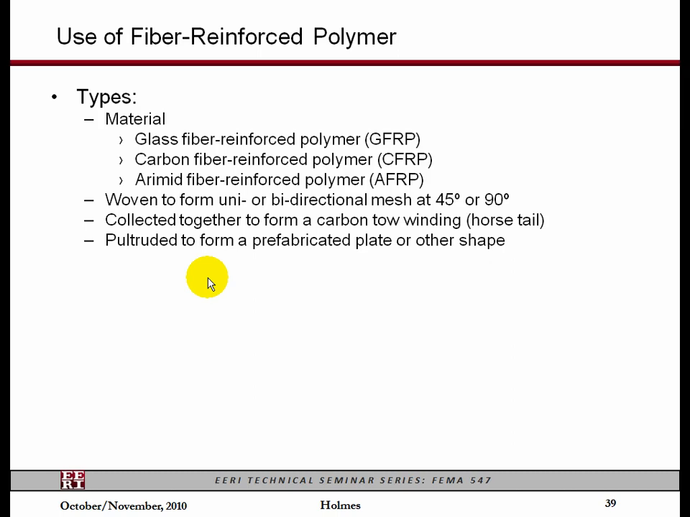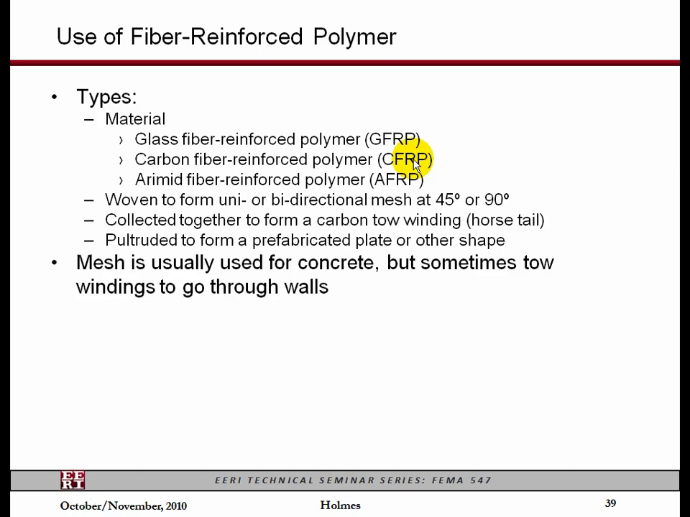You can do it at 45 degrees, at 90 degrees. They're all collected together to form this carbon tow winding, the horsetail I showed you this morning that went around the beam. There's a bunch of these threads you can use to go around corners, or it can be put into prefabricated plates or other shapes. So there are many different forms of using this material. The mesh is the one that is usually used for concrete. It looks like wallpaper or a fabric, but sometimes you need these tow windings to go through walls, if you need this continuity, so you can drill a hole and put these horsetails through.